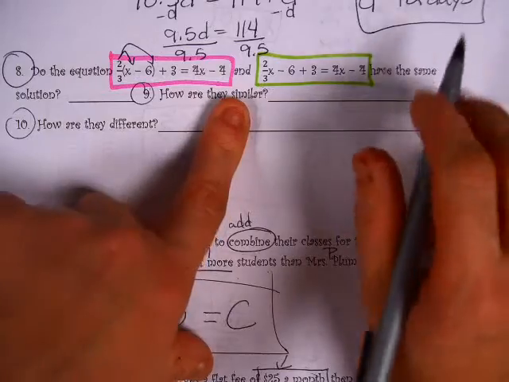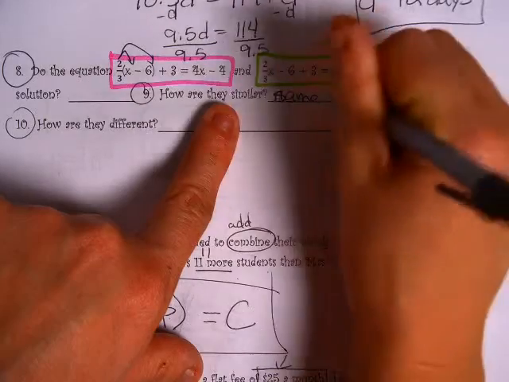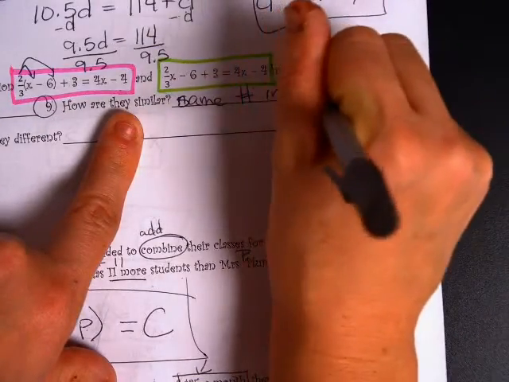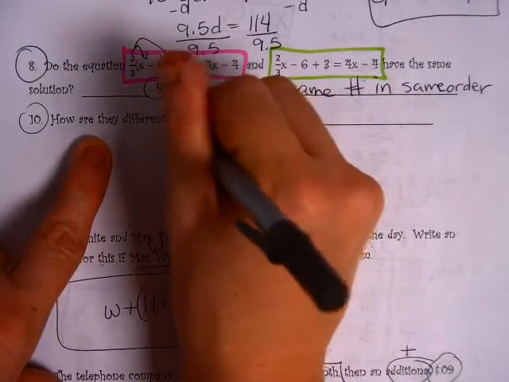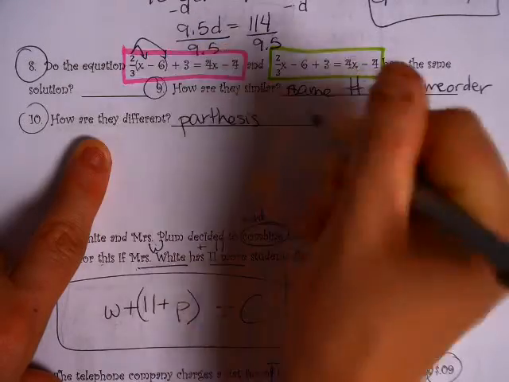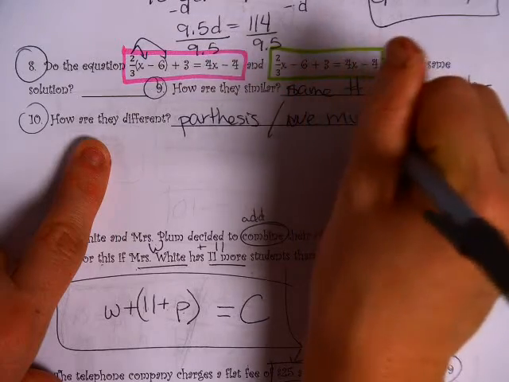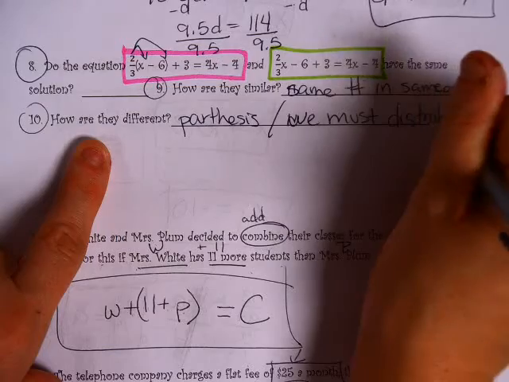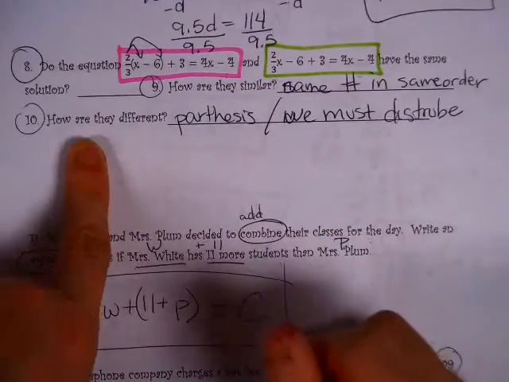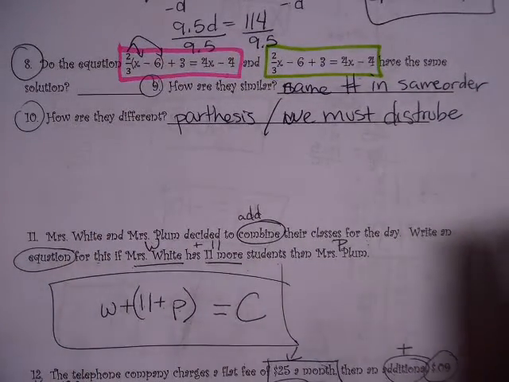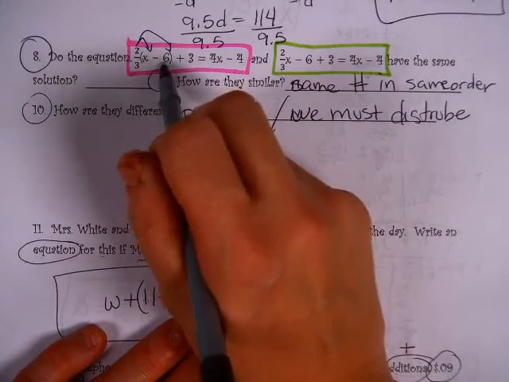So, how are they similar? Well, they have the same numbers in the same order, right? Same numbers in same order. And how are they different? The parentheses. And that means we must distribute. Distribute. I didn't spell that right, y'all. I'm sorry. Okay, so it means we have to give the 2/3 to the x and to the -6.